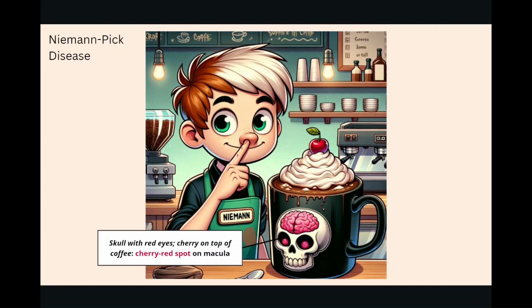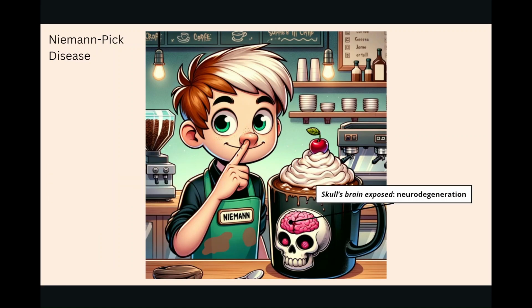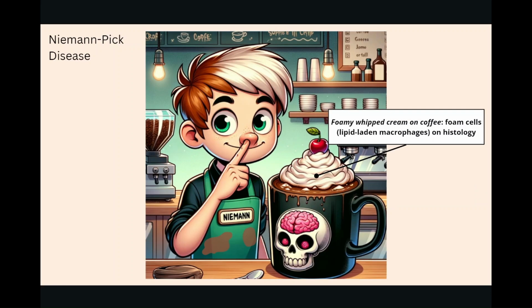Additionally, Niemann-Pick disease patients have hepatosplenomegaly, which can be noted by the liver and spleen-shaped coffee stains on this kid's apron. Moving on, the skull's exposed brain represents the neurodegeneration that occurs. The foamy whipped cream on top of the coffee represents the foam cells seen on histology. These cells are lipid-laden macrophages.